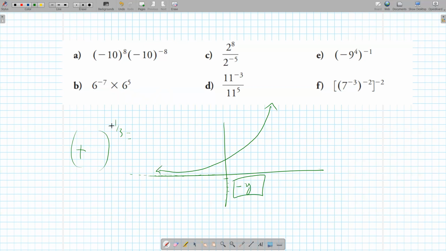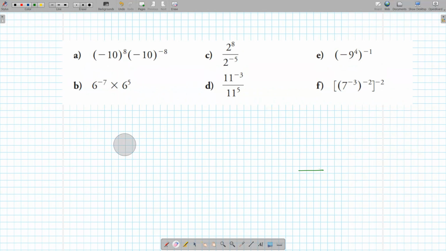Anything positive, doesn't matter how big the negative exponent is, it will never be a negative solution because it does not cross the x-axis. It never goes into the negative y values. But you don't have to think of it that way, but that's why the answer is not negative 36. Look at C. What do we do here?